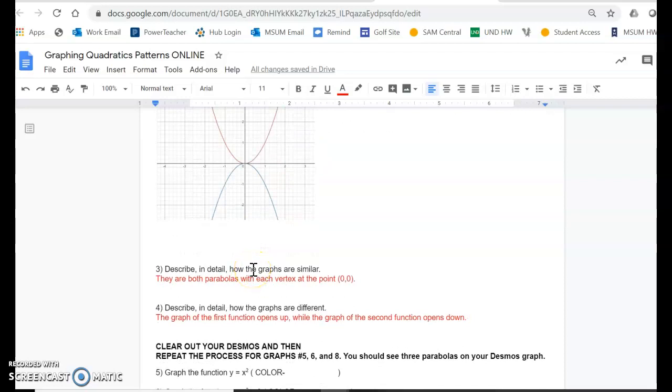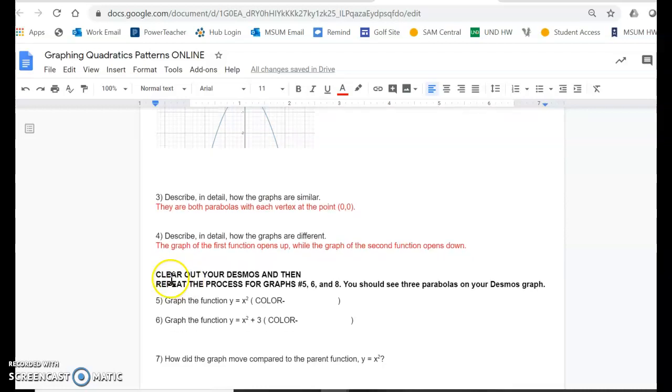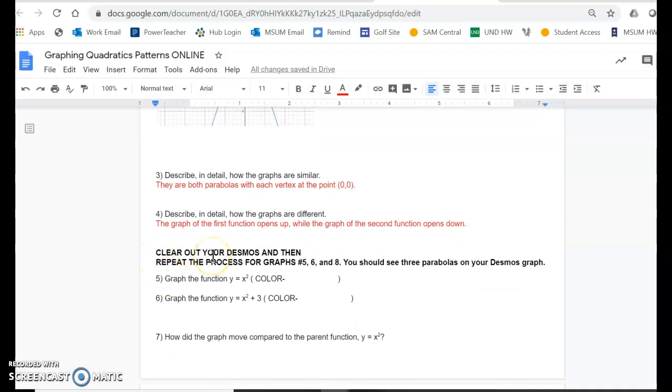So I actually did the first 4 questions here for you. Now your homework is going to be to finish this process. If you notice here, it says clear out your Desmos and then repeat the process for graphs 5, 6, and 8. So it says you should see 3 parabolas on your Desmos graph.